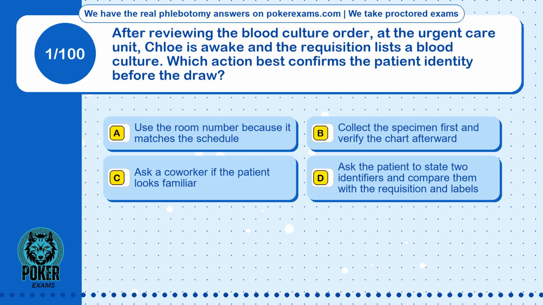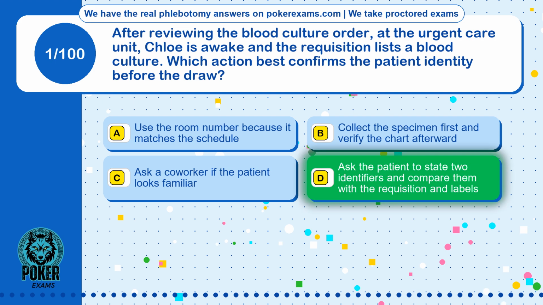Question 1. After reviewing the blood culture order at the urgent care unit, Chloe is awake and the requisition lists a blood culture. Which action best confirms the patient identity before the draw? Option A. Use the room number because it matches the schedule. Option B. Collect the specimen first and verify the chart afterward. Option C. Ask a coworker if the patient looks familiar. Option D. Ask the patient to state two identifiers and compare them with the requisition and labels.